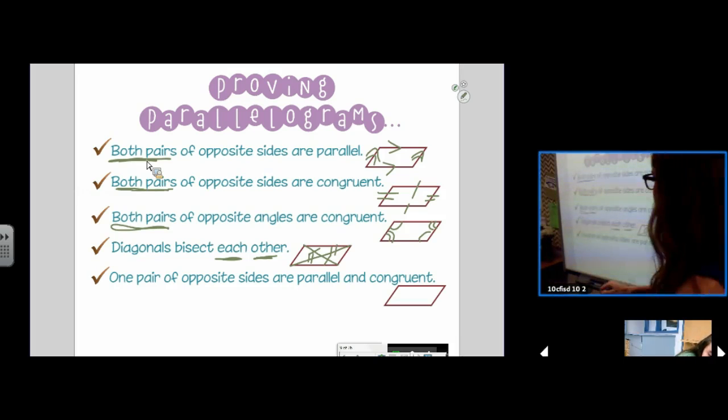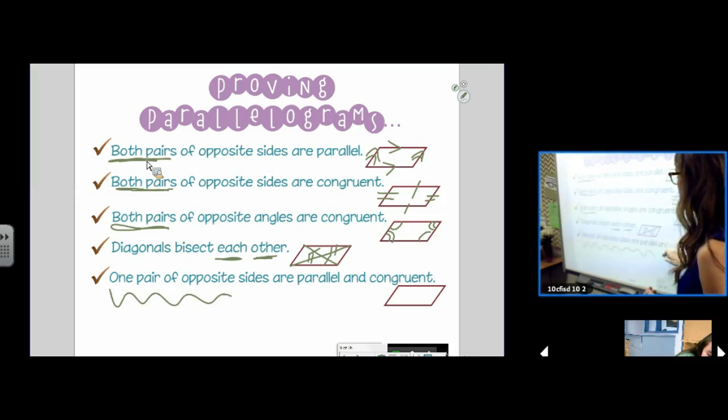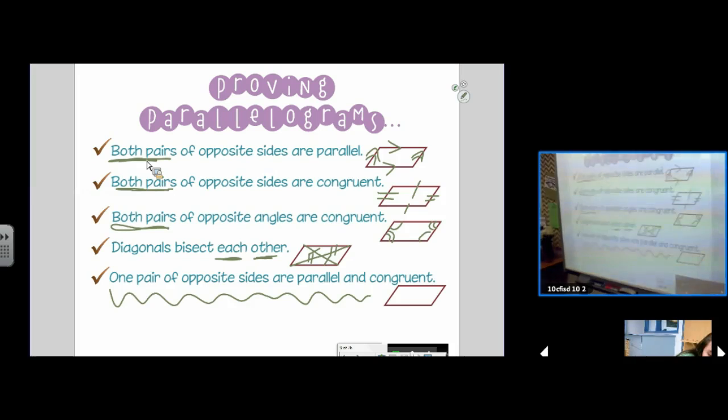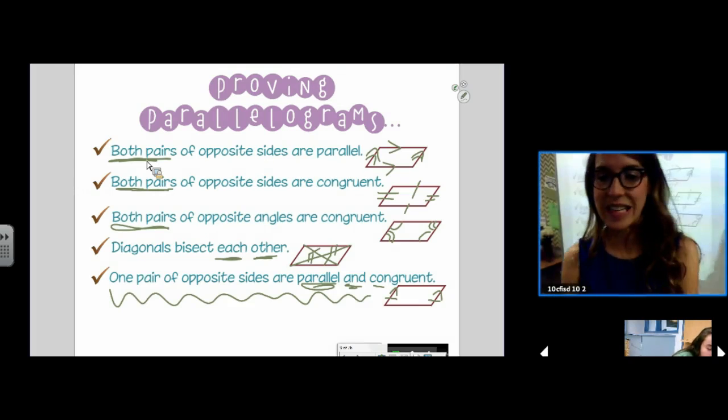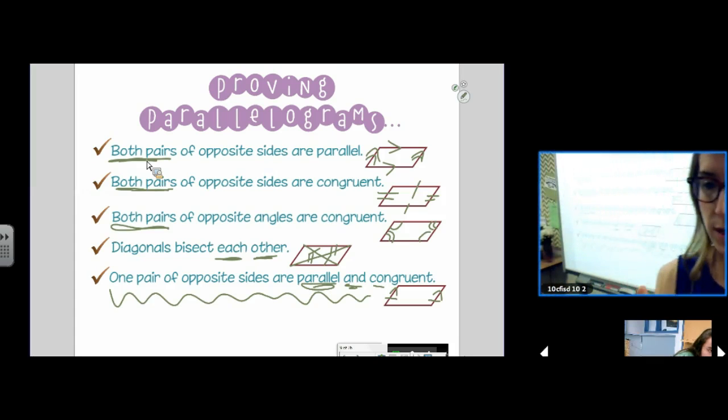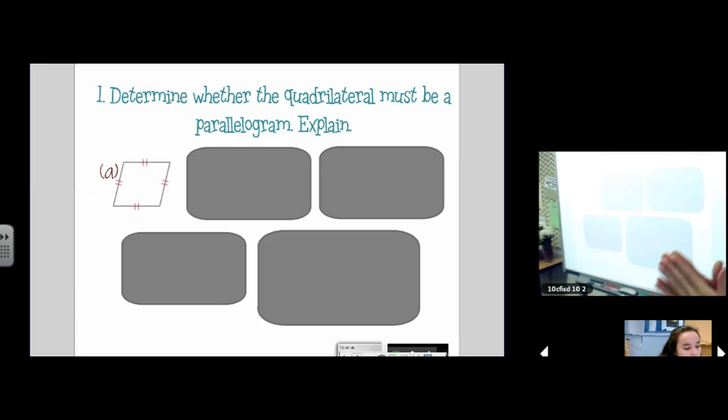This last one is different. You haven't seen this before. This is not one of the properties, but it will prove that a quadrilateral is a parallelogram. 1 pair of opposite sides can be both parallel and congruent at the same time. Let me show you what that would look like. Tick mark, arrow, arrow. Parallel and congruent at the same time. Has to look like that picture. They can't be separate.